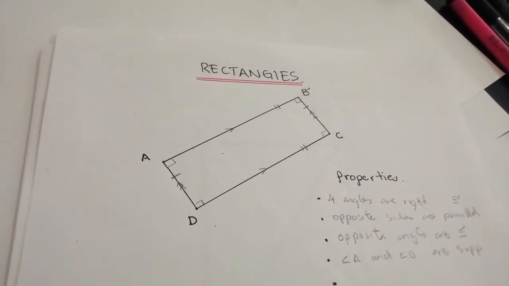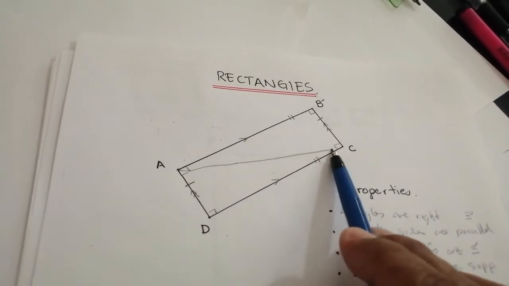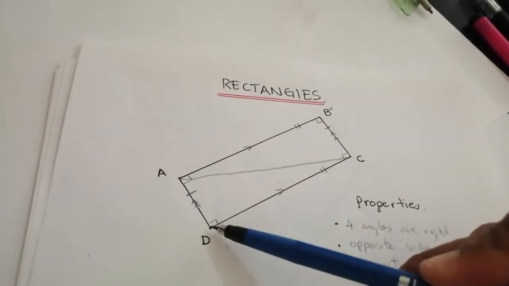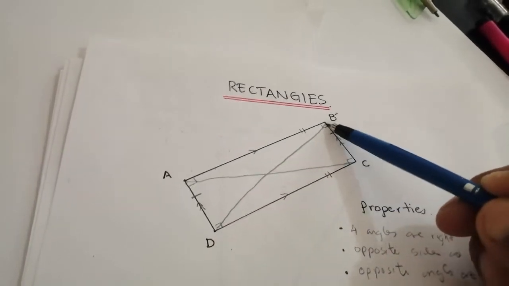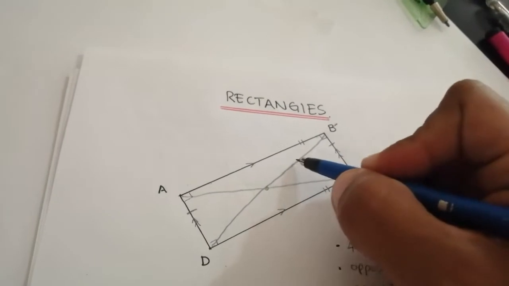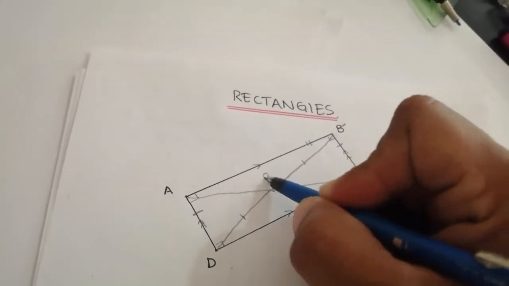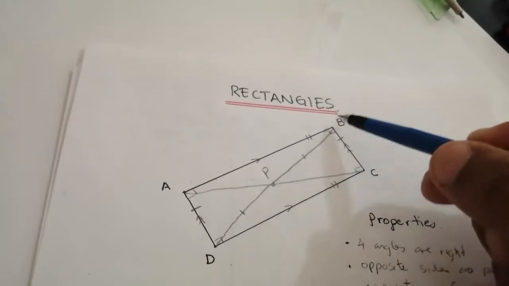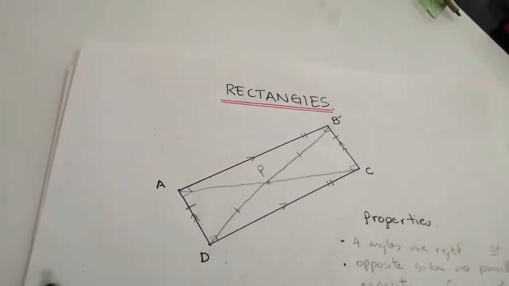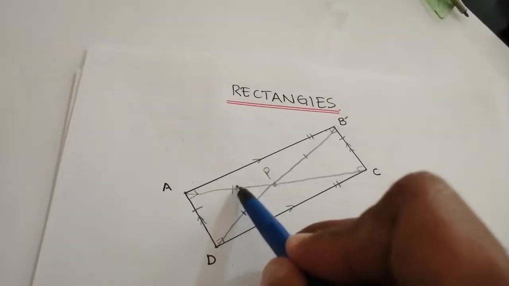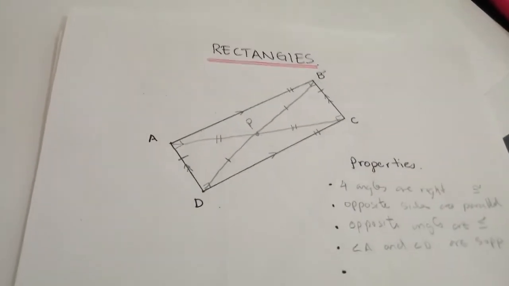And the last property is the one that says that diagonals bisect each other. I am doing this without a ruler, so please bear with me on that. So the diagonals bisect each other. That means that if the intersection point is P, DP and BP are congruent. Same with AP and CP, which will also be congruent.